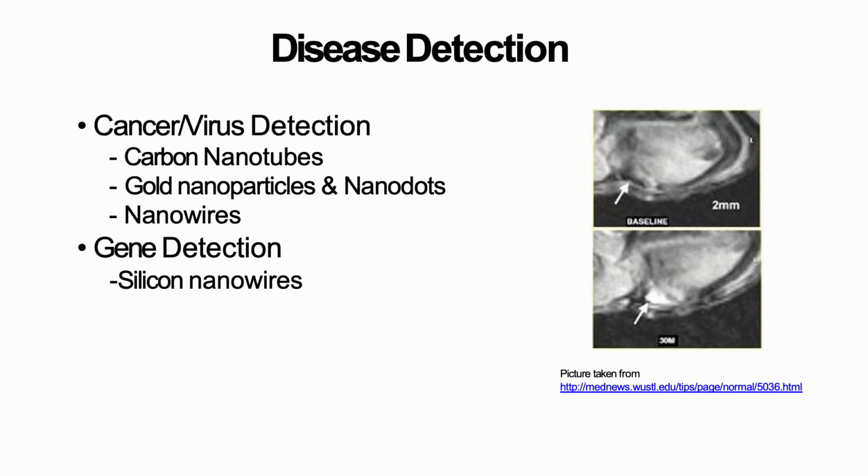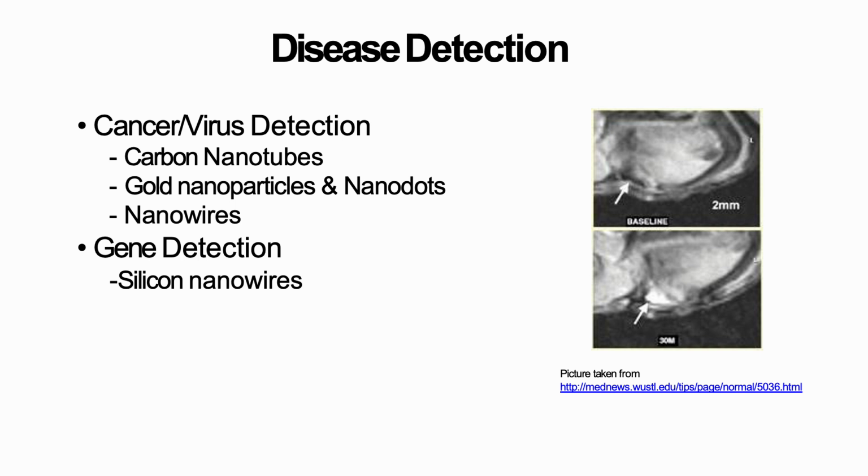Now, another use of nanoparticles is in disease detection. So here, of course, on the right, you can see a picture. On the top, it's the baseline. And then after, again, some time, we used some nanoparticles. And at the bottom of the picture, you can see that now we see the surface of the cells that are, again, affected by a disease condition.